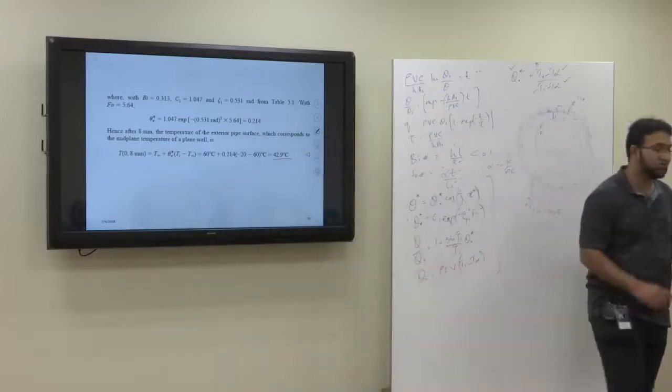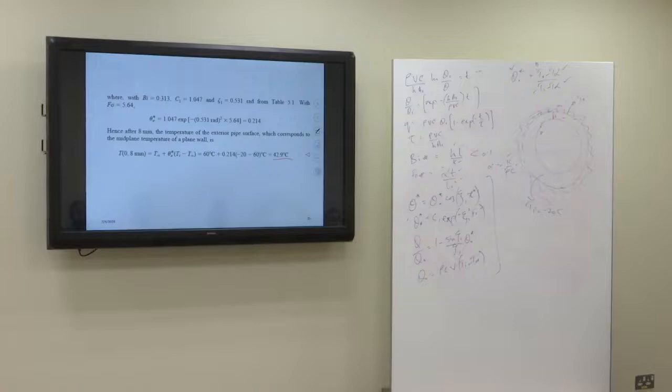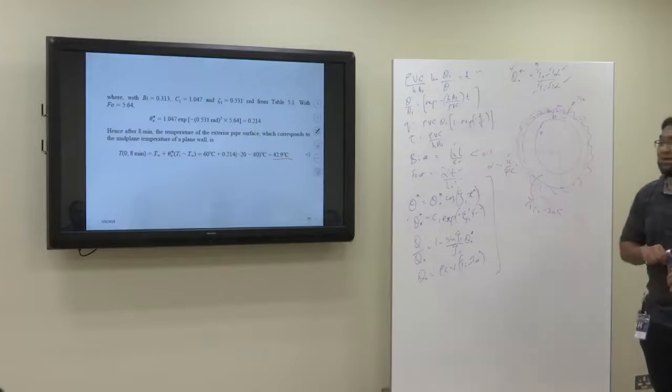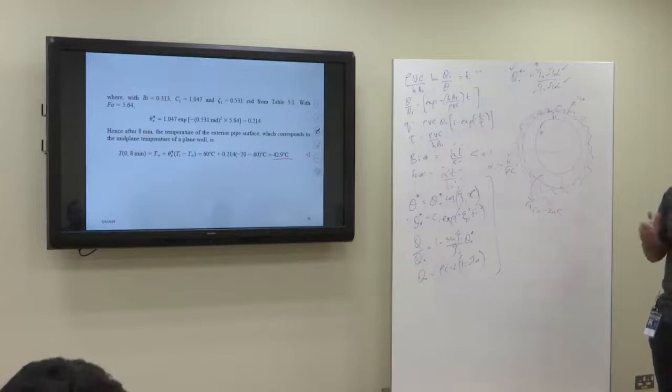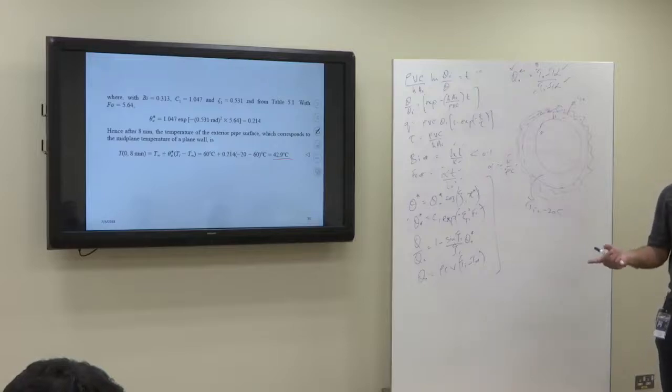Is there anything which is not clear? Please ask. How do we know we need to find T naught? It is said to find out the temperature of the outer surface. In this case, our outer surface is insulated. Since it is insulated, that's the adiabatic surface. T naught is the temperature of the adiabatic surface. Is it clear?